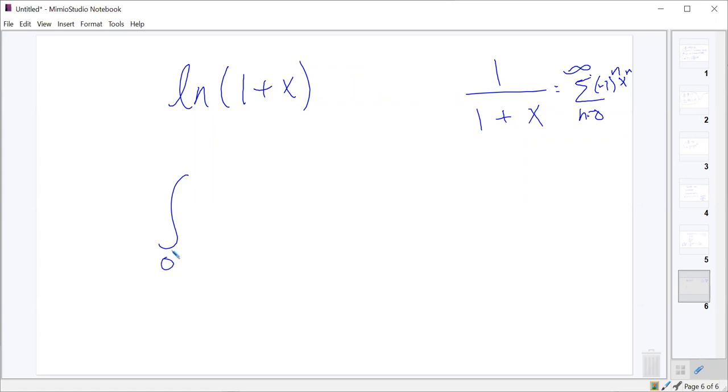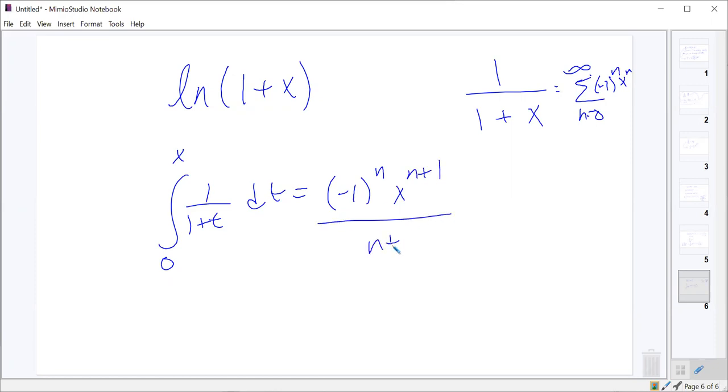So we say let's integrate that, and we write it in terms of t or some other variable. If we do the integral from 0 to x of 1 over 1 plus t, and we integrate this series here, we end up with negative 1 to the n, x to the n plus 1 over n plus 1.